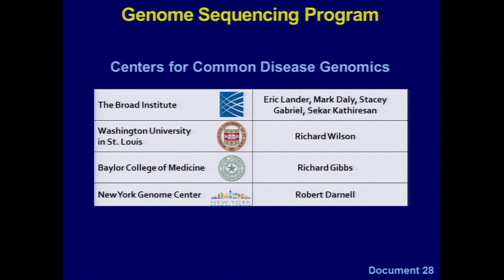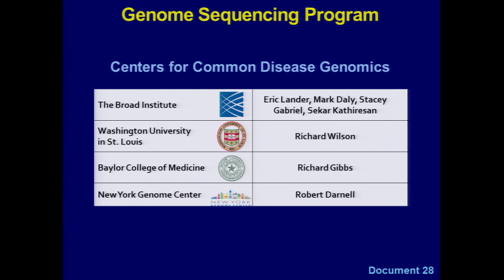The largest component of the new genome sequencing program, the Centers for Common Disease Genomics, or CCDGs, will seek to undertake comprehensive rare variant studies for several common complex diseases. The initial focus of these centers will be on cardiovascular diseases, such as early onset myocardial infarction and hemorrhagic stroke, and neuropsychiatric disorders, such as autism. The program will accomplish their initial goals by sequencing the genomes of about 37,000 individuals.